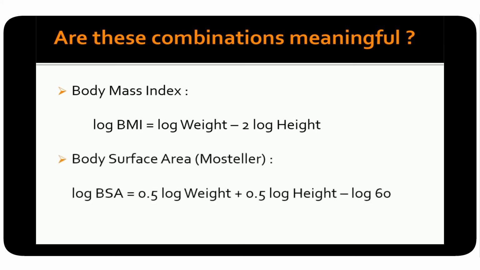Another such measure would be the body surface area as shown by Mosteller. He showed that log of BSA, the body surface area, is 0.5 log of weight plus 0.5 log of height minus log 60. So, again this is a linear combination of heights and weights in log, of course, and it gives us a single number, the body surface area, which can be used instead of quoting both the height and weight of the individuals. So, these are some of the meaningful combinations we can have.